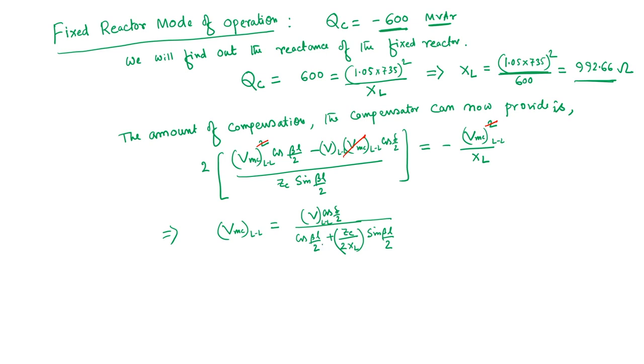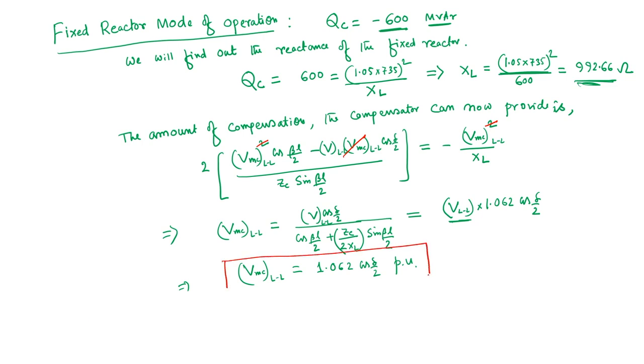Now, you know that here cos beta L by 2 is known to us, ZC is also known to us, XL we already determined the value of, and sin beta L by 2 is known to us. So, what we can find from this particular expression, if we consider this is V line to line, then this is multiplied by 1.062 cosine delta by 2. Okay. So, therefore, we can write that VMC line to line for this case is 1.062 cos delta per unit, because we consider that this V line to line is our base voltage. So, that is the voltage condition at the midpoint when the compensator works in fixed reactor mode.